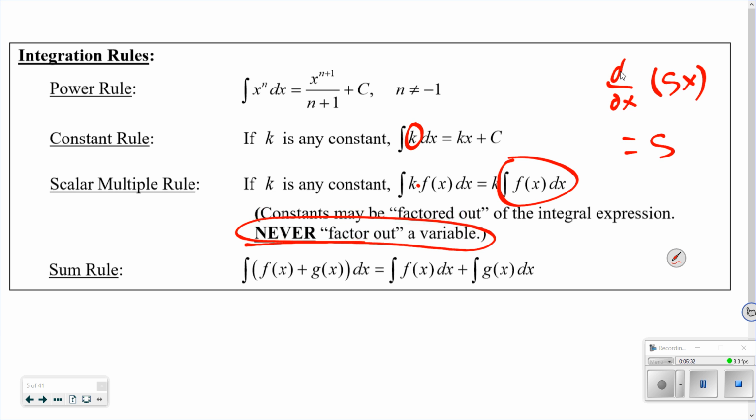The last one is the sum rule, and I think this is pretty common sense because we already know this with derivatives. If you take the derivative and you have functions added together, f of x plus g of x, we talked about how you can just do them separately. I can take the derivative of f of x and take the derivative of g of x. Well, the same thing holds true of integrals. If I have the integral of f of x plus g of x, I can separate it and take the integral of f of x plus the integral of g of x, and just do it term by term.